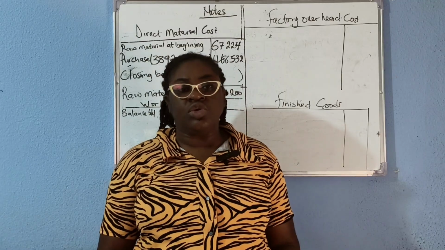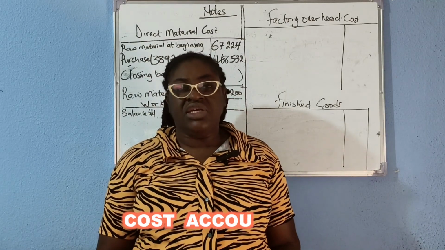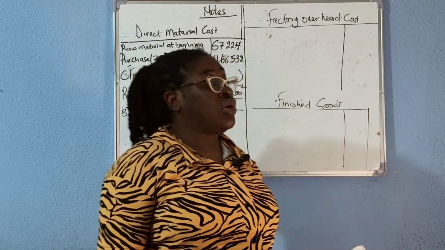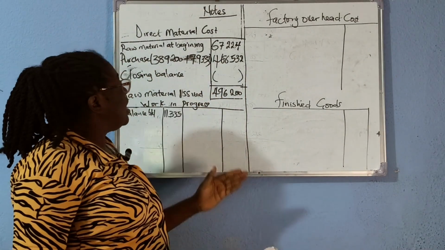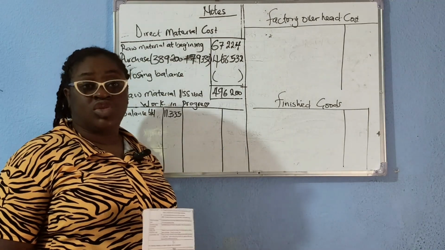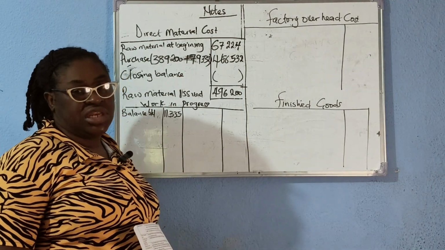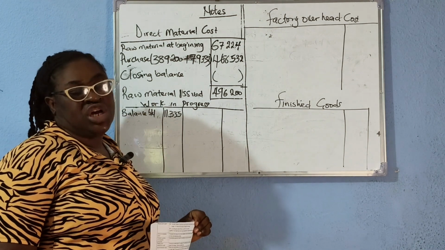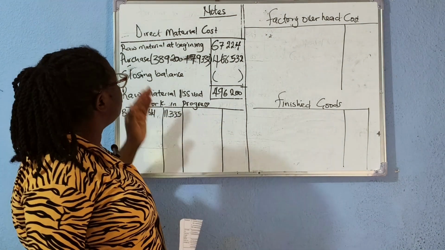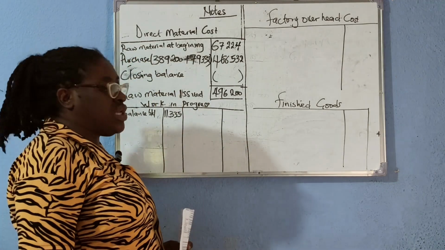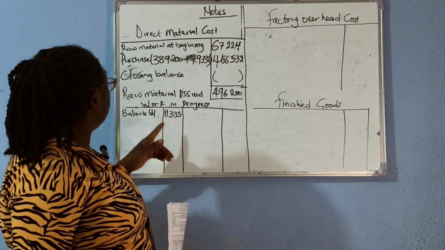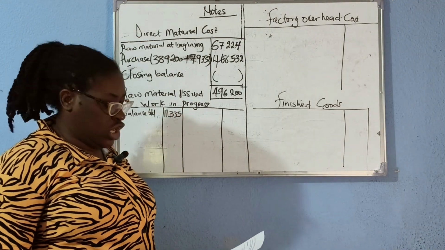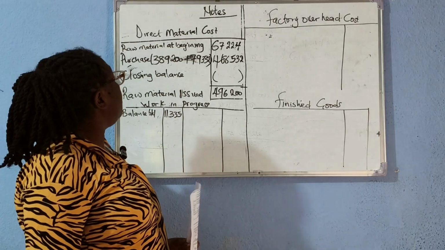Today, we are still on the topic of cost accounting. We are going to be looking at some notes regarding cost accounting. In grade 11, you learned about the general ledger, but for grade 12, we need to know how to write this note. And the only one we are going to look at in the ledger will be the work in progress.